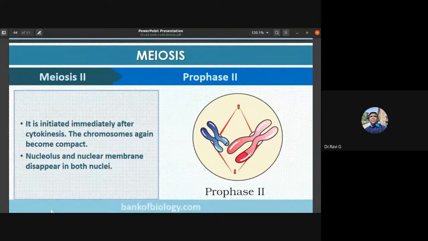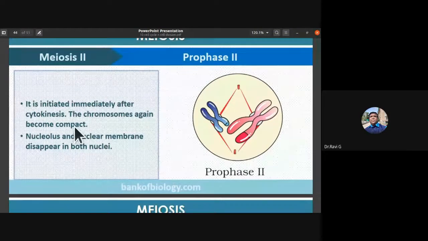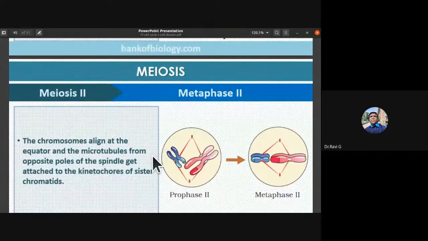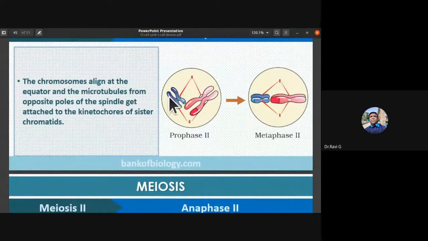In meiosis 2, the prophase is initiated immediately after the cytokinesis. The chromosomes again become very compact. The nucleolus and nuclear membrane disappear in both the nuclei. So there are two daughter cells, dyads. The chromosomes align at the equator, and the microtubules from opposite poles of the spindle get attached to the kinetochore of the sister chromatids.